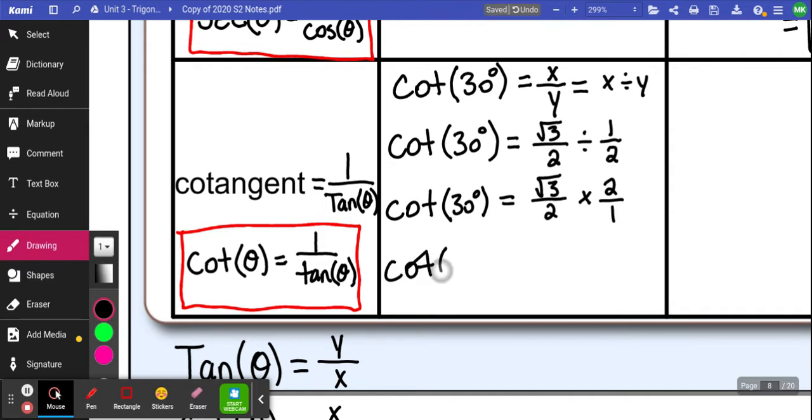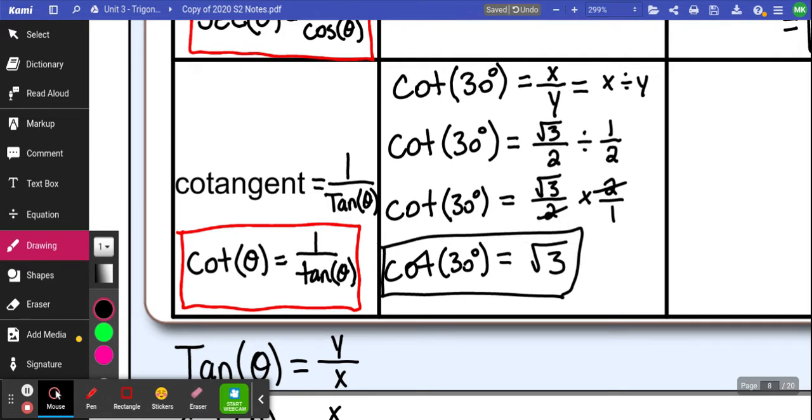That means that cotangent of 30 degrees is just root 3. Right? The 2's would cancel out. 1, 2 on the top, 1, 2 on the bottom. Cotangent 30 degrees is root 3. That's, I think, the easier way to tackle cotangent ones.